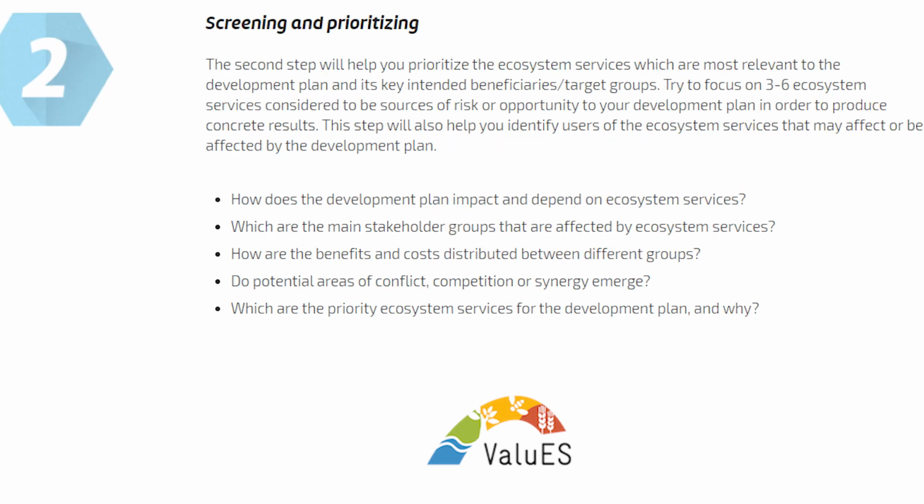In the second step, screening and prioritizing the ecosystem services, we are prioritizing the ecosystem services that are most relevant to the development plan and their key intended beneficiaries or target groups. Here, we focus on 3 to 6 ecosystem services that are considered to be sources of the risk or opportunity for the development plan, in order to produce concrete results and to identify users of the ecosystem services.